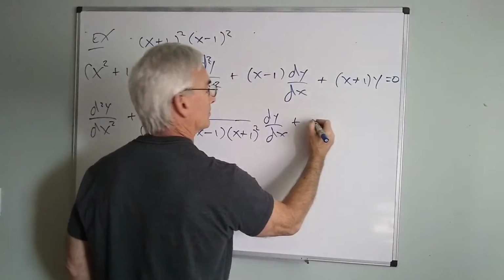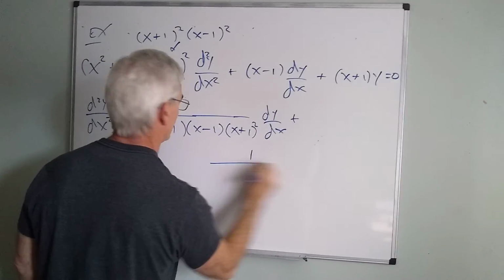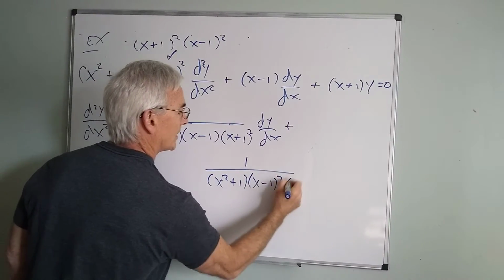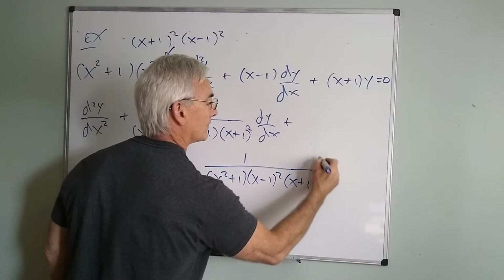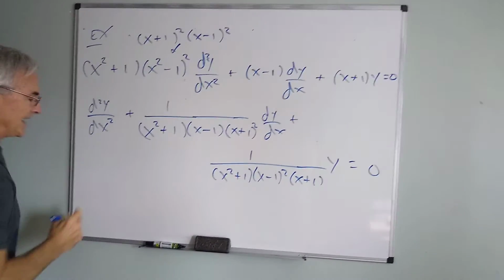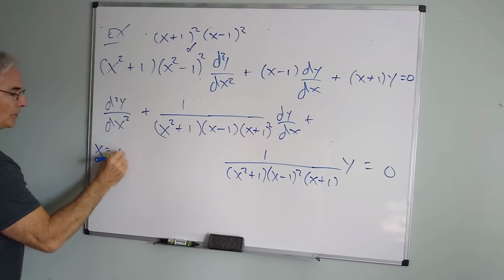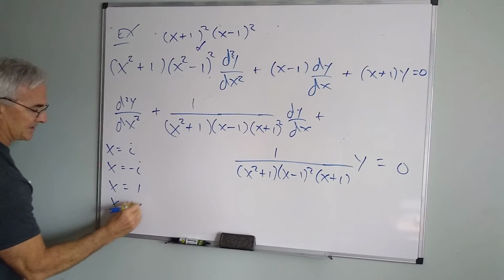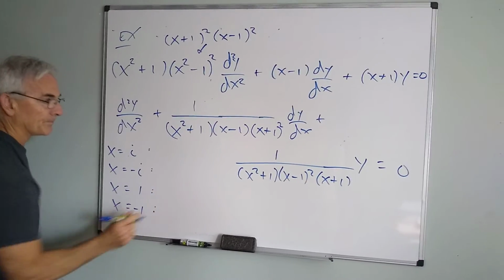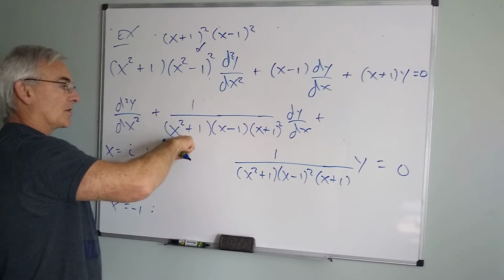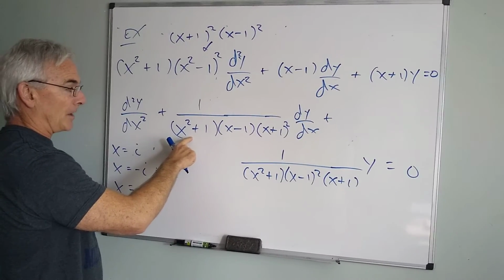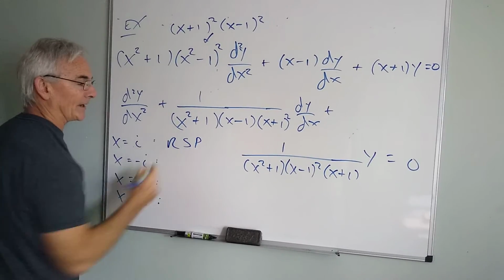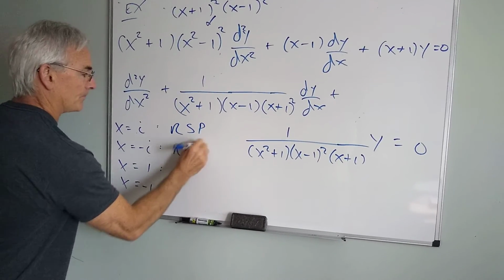And then the last term, something similar I'll write down here. I'll get x squared plus 1. Then I'll get x minus 1 squared and x plus 1 to the first power. So as I analyze, I've got x equal i, x equal negative i, x equal 1, x equal negative 1 potentially. Now because this is going to just produce an i and a negative i, and this same thing here, these will be regular singular points, both of them.